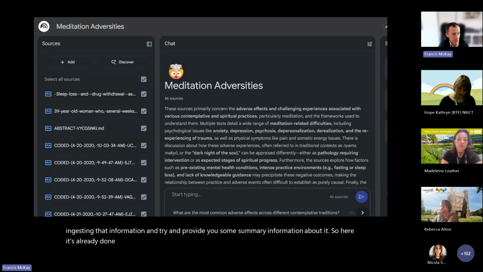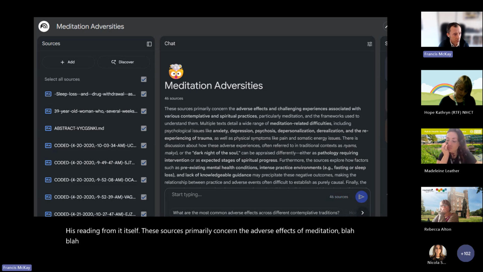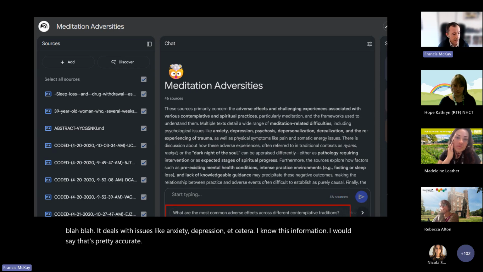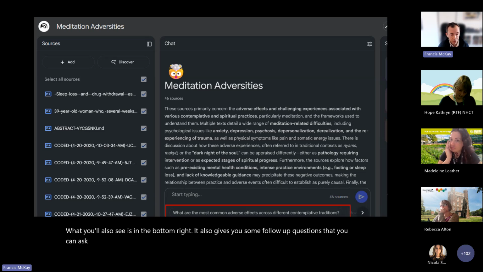So these are sources primarily concerning the adverse effects of meditation, and so on. It deals with issues like anxiety, depression, etc. I know this information, and I would say that's pretty accurate. What you'll also see in the bottom right is some follow-up questions that you can ask about it. You can either input your own question or it'll give you some suggested questions.